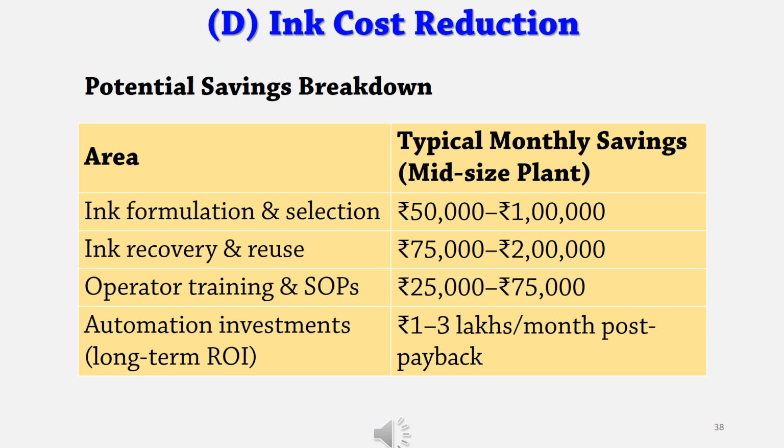Potential savings from ink cost reduction are quite considerable. As you can see, from ink formulation and selection you can save as much as 50,000 to 1 lakh rupees per month. From ink recovery and reuse you can save 75,000 to 2 lakh rupees. From operator training and SOPs you can save 25,000 to 75,000 rupees. Through automation and investment you can save 1 to 3 lakh per month post payback.